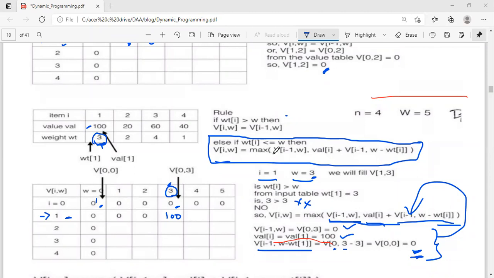And we need to complete the substitution. So here, first, what is V of I comma w? I is 1, w is 3. So we need to implement this formula. Here we break all the things down: first this one, second this one, and third this one. This is divided into 3 boxes.